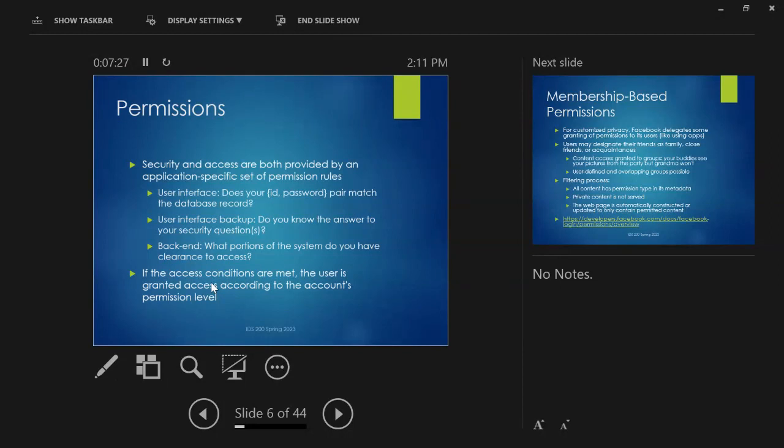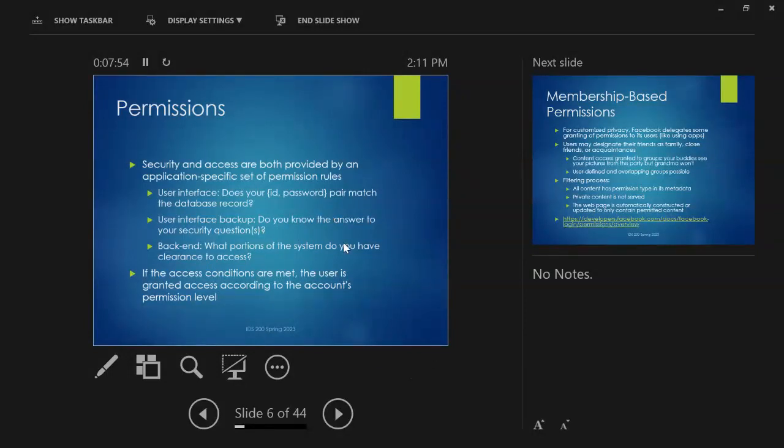Now, security and access are both going to be provided by some kind of application-specific set of permission rules, right? Typical thing, there's a user interface, asks for your ID and password, you put them in, hit enter, and the database checks: does the stuff you entered match what we have stored in our database? There's also backup options like security questions, things like what's your dog's middle name, or what street did you live on when you were 4, stuff like that.